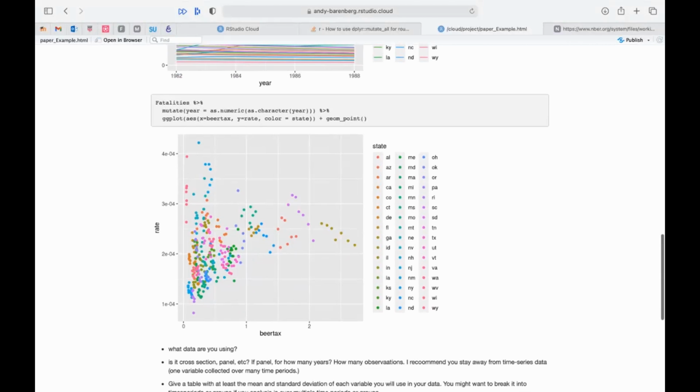From this, it's again kind of hard to see if there is much effect. We can see a couple of states, like whatever this gray state is here, where as the beer tax goes up, the fatality rate goes down. Again, in this purple state, as the beer tax goes up a little bit, we're seeing a decrease in the fatality rate. So maybe there is an effect there. I don't know, we're going to have to use our regressions to figure that out.